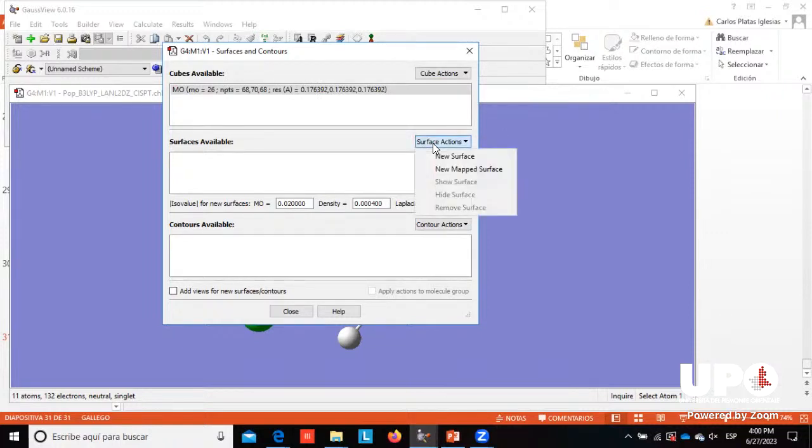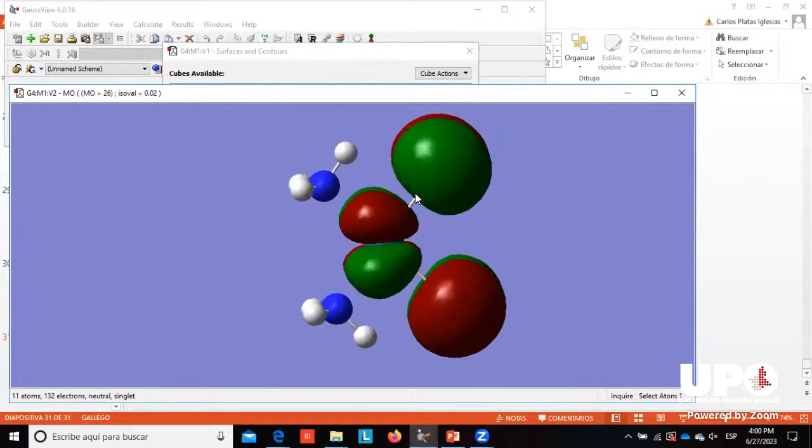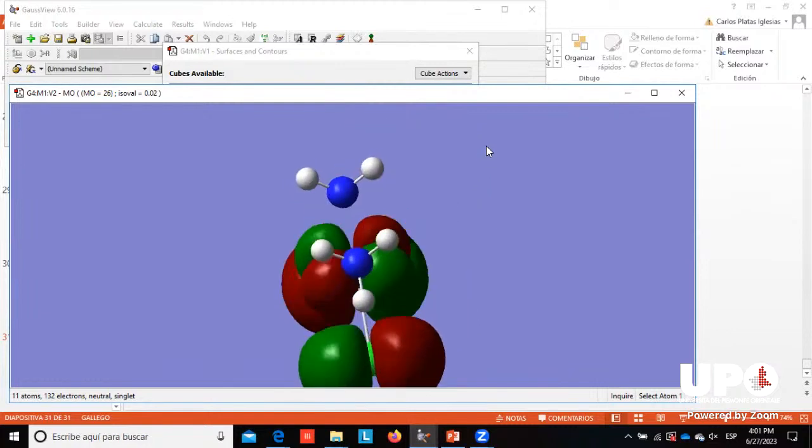Okay, surface actions. I will select here, add views for new surfaces, because if I don't click there and I open different orbitals, it will plot different orbitals within the same window, in the same molecule, okay? So surface actions, new surface, and it should give me the HOMO. Oh, beautiful.